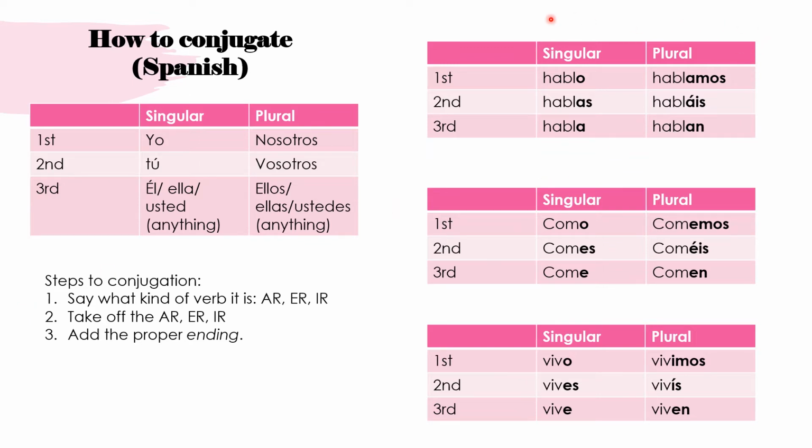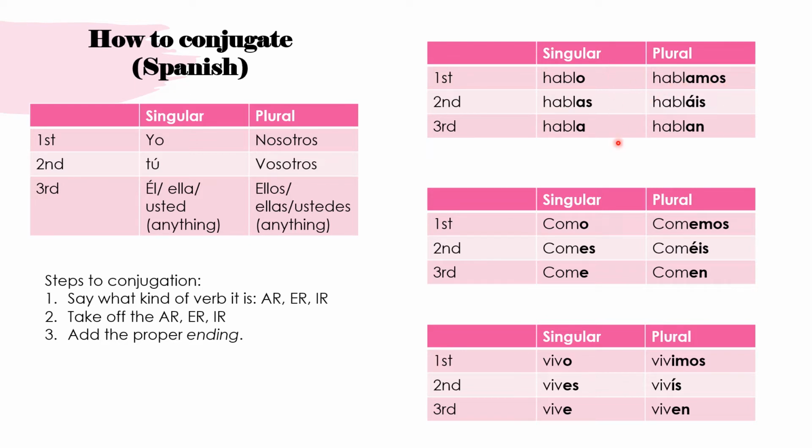So if I look up here to my first thing, this is the verb hablar. I take off my AR and I'm left with habl. So I'm going to put habl in every single box. The next thing I'm going to do is add the proper ending. If I said nosotros, that's first person plural. So I'm going to go with my box, first person plural, and I have amos on the end. So habl-amos, hablamos.